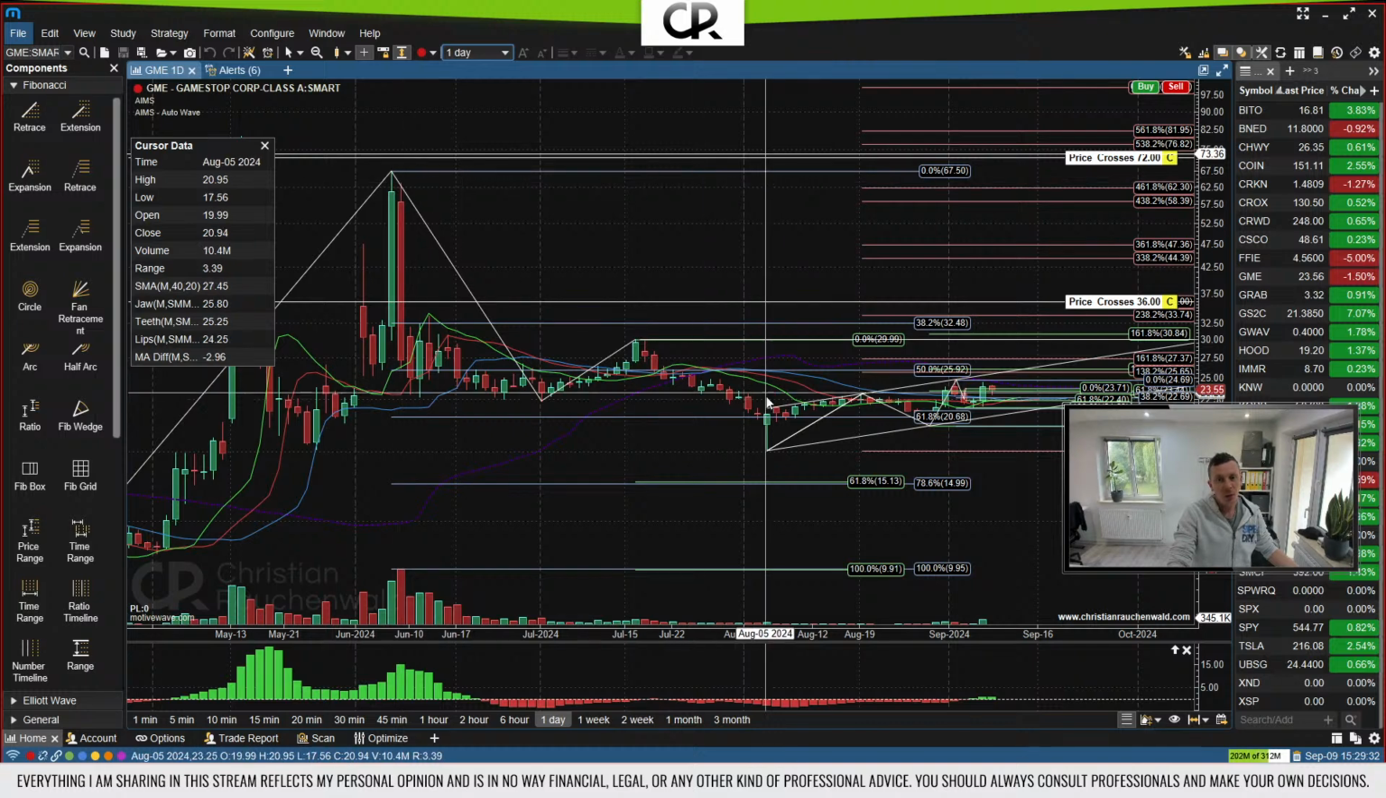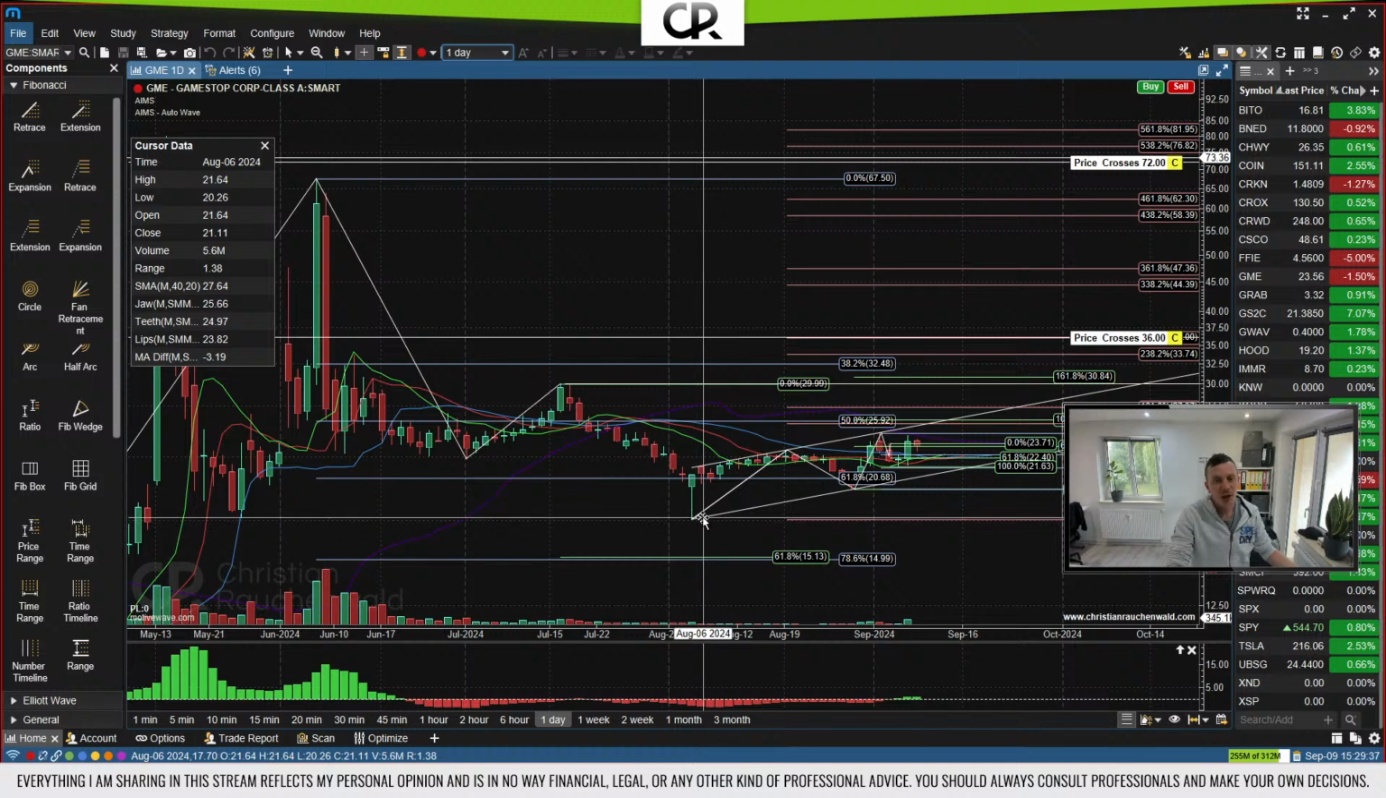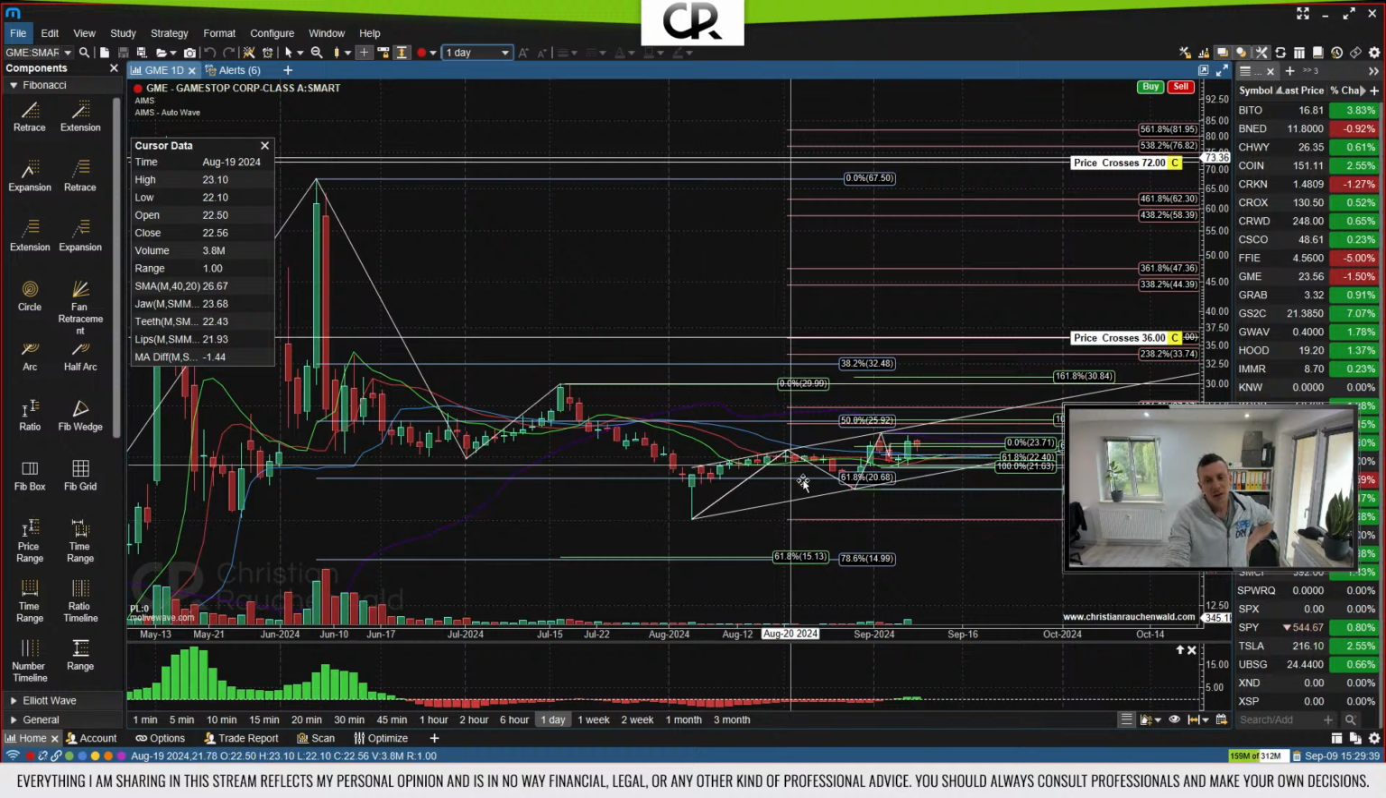So we had this corrective pattern, and as I mentioned in live streams during the last couple of weeks, either that is actually the end of the corrective pattern, or this is an ABC move where we will get another 5-wave push down, potentially into this area.